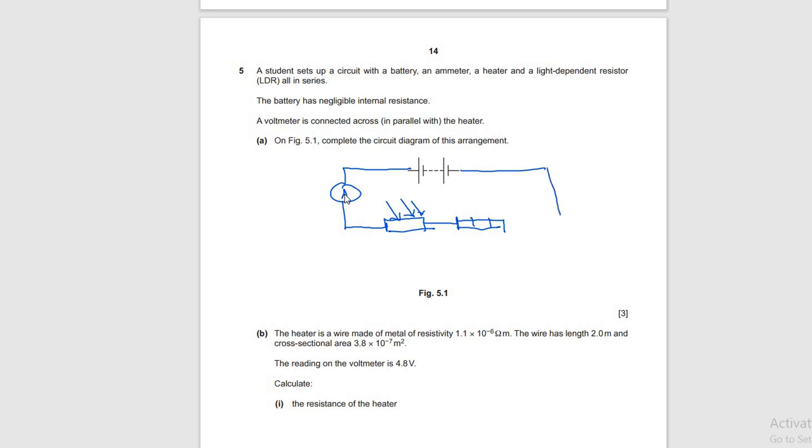Remember the question mentioned something. It said this is the wire, this is the LDR, this is the wire. It said a voltmeter is connected in parallel with the wire, so the voltmeter is measuring the voltage of the wire. So complete the circuit and the arrangement. This is the circuit, the arrangement.